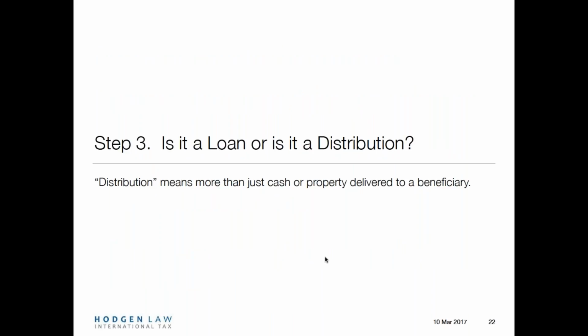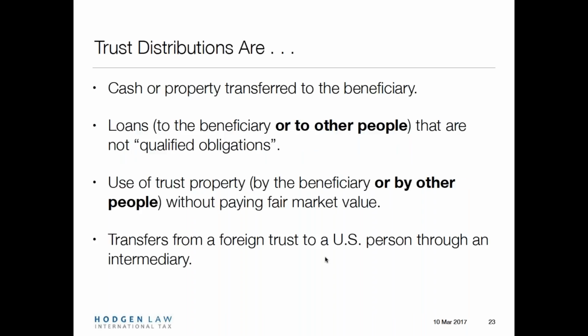Right, step 3. Now, do we have a distribution? When money or stuff comes out of a trust, there are really only two categories, well, there are three, as you'll see, categories of things that event can be. So we have this. Trust distributions are cash or property distributed to the beneficiary. That's uneventful. Loans to the beneficiary that are not qualified obligations. Use of trust property by the beneficiary or other people without paying fair market value, and transfers from a foreign trust to a U.S. person through an intermediary. So those are the things we're going to look at.